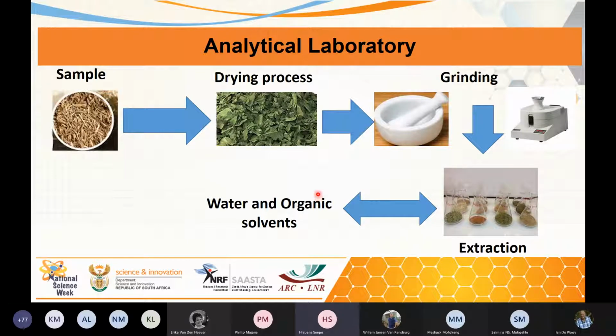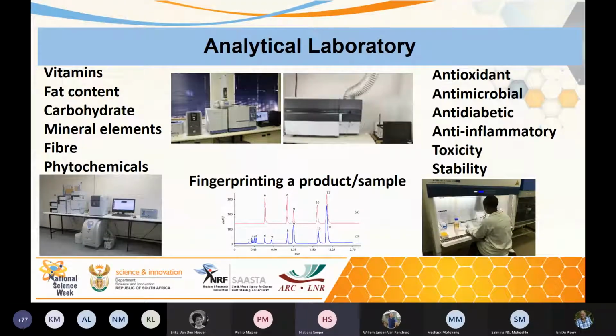After extracting our compounds, we analyze the sample using state-of-the-art equipment like ICP, GC, and HPLC. If it's a food product, we usually look at things like vitamins, mineral elements, and fat contents. But if it is a product developed from a medicinal plant, we evaluate things like antioxidant activities, and we also check antimicrobial activities.